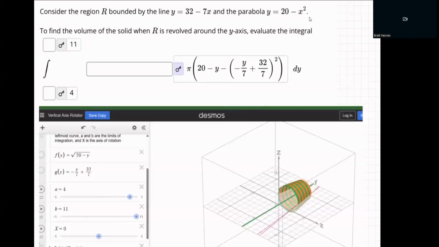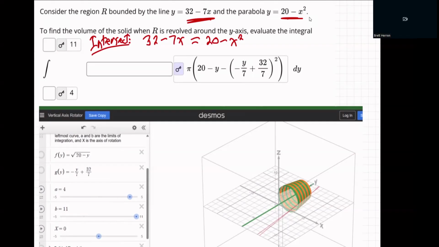What do I mean by hand? Well, let's find out where they intersect first. Let's grab this equation and this equation. Where do they intersect? When 32 minus 7x equals 20 minus x squared, right? That's how we find out where two curves intersect. We just set them equal to each other.